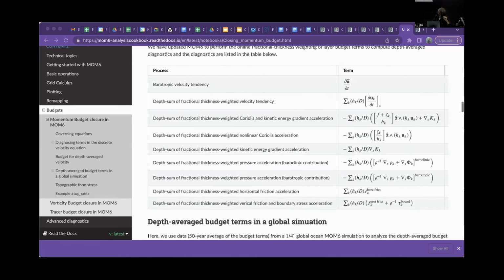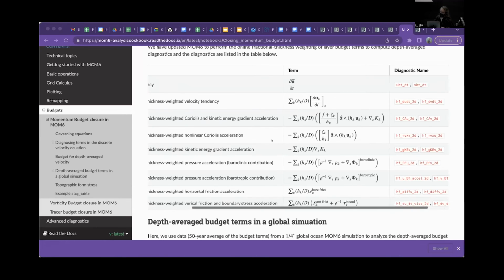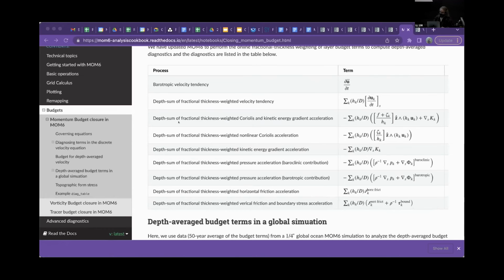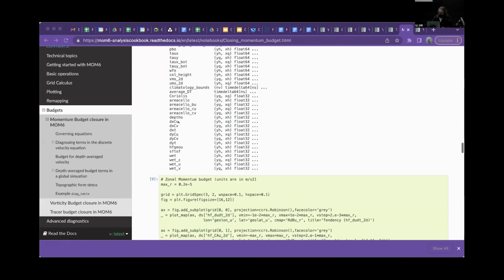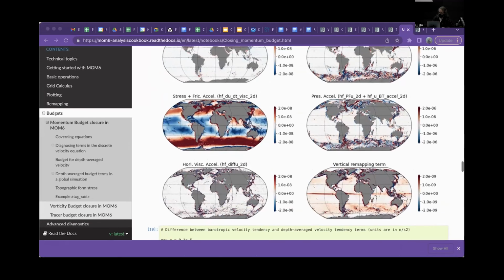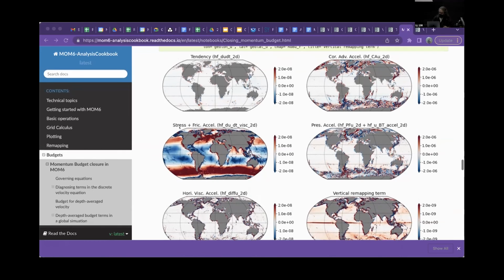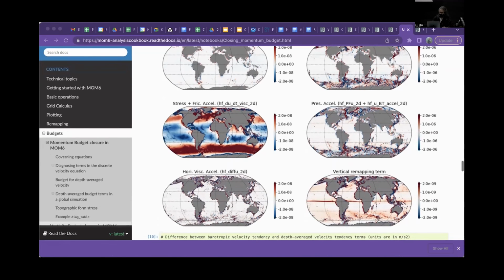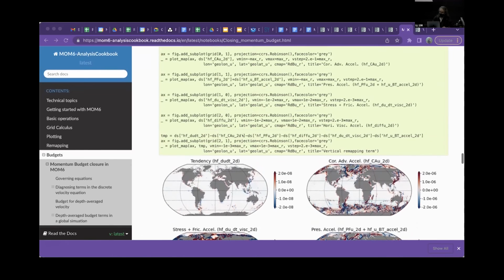So here's the term. Here's the math term in the middle column, and here's the diagnostic name that you would put into the diag table for MOM6 in the right column. And here's the words of what it is. And here's an example with a Python script Hemant wrote, looking at various terms: pressure acceleration, vertical remapping term, stress from the winds, horizontal viscosity term, other terms.